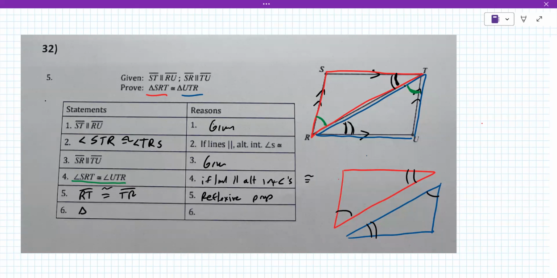And then to prove, we've got that triangle SRT is congruent to triangle UTR. Angle, side, angle, because you have an angle, a side, and an angle. And sometimes it's helpful to label those, especially if you're not sure.